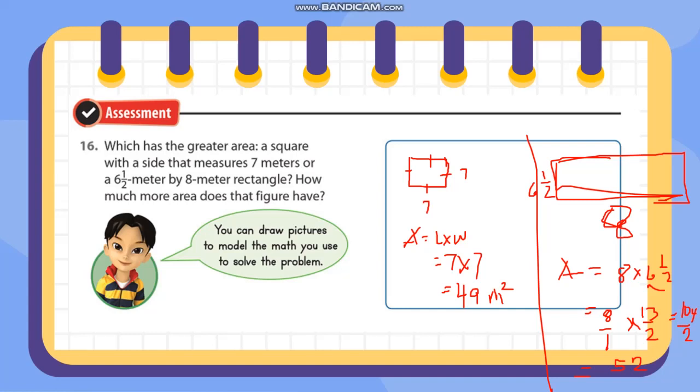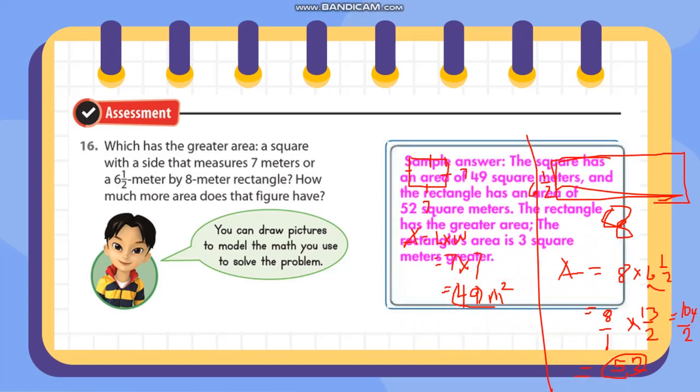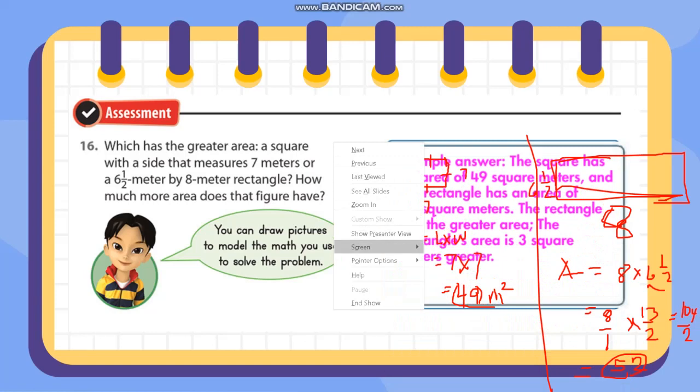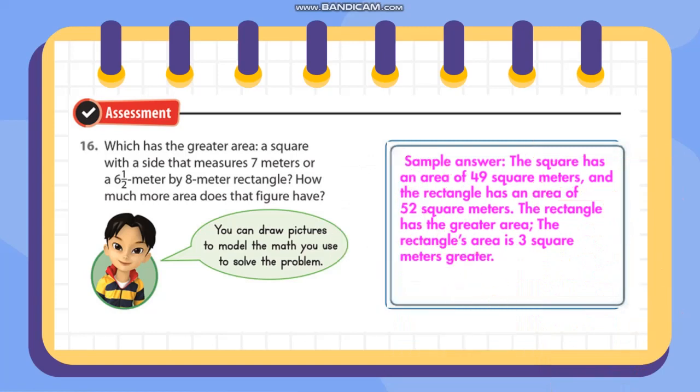So to see how much more area that figure has, 52 minus 49, the difference is 3. So the answer is: the square has an area of 49 square meters and the rectangle has an area of 52 square meters. So the rectangle has the greater area, and the rectangle's area is 3 square meters greater.